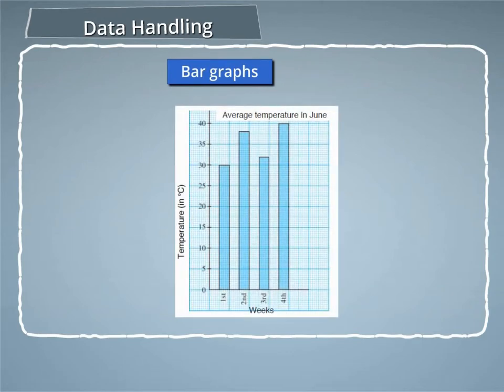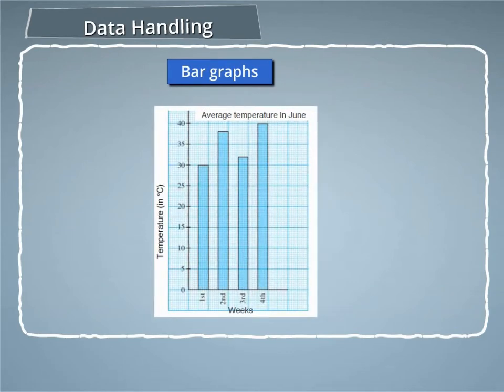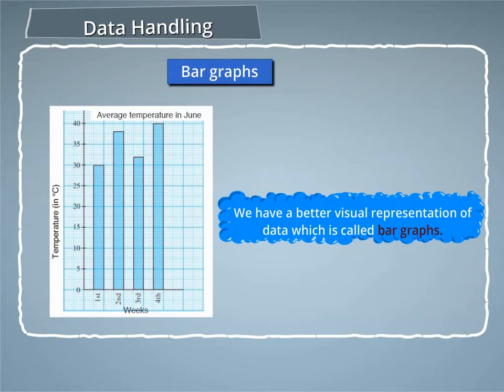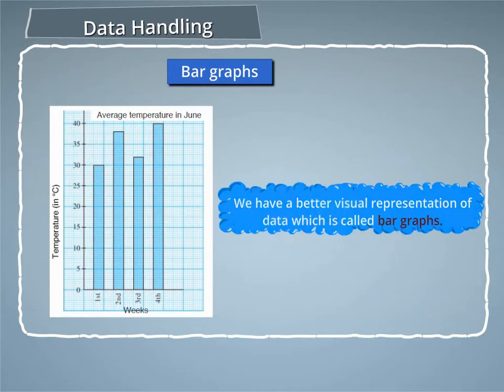Let us now discuss bar graphs. Making pictures is not only time-consuming but difficult as well. Sometimes it is not possible to draw an exact pictograph. We have a better visual representation of data, which is called bar graphs.